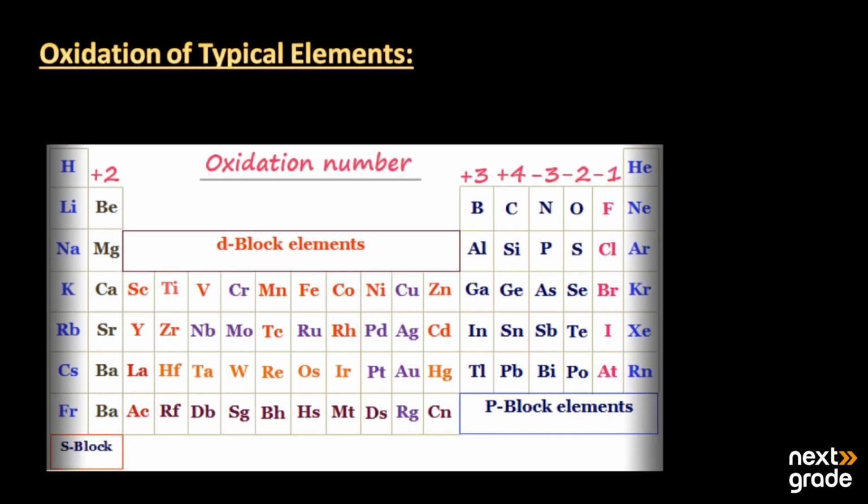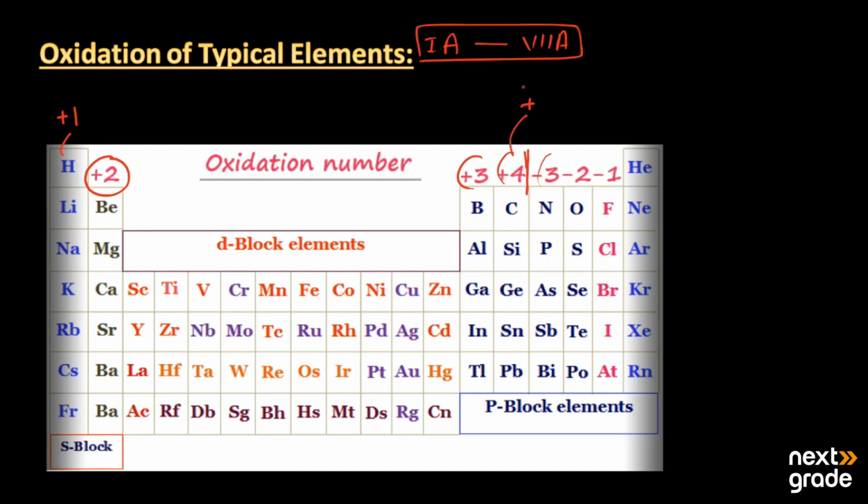Next we have the oxidation state of typical elements. Basically, the oxidation state of group 1 elements or the group A elements, for example, from group 1A to group 7A, is the same as their group number. The group 1A elements have oxidation state +1. Group 2A has oxidation state +2. Then group 3A has +3, and group 4A has +4. Up to 4, they have oxidation states in plus.